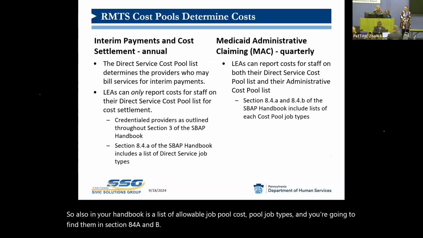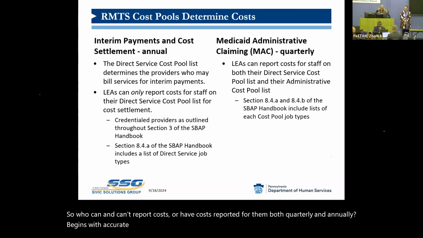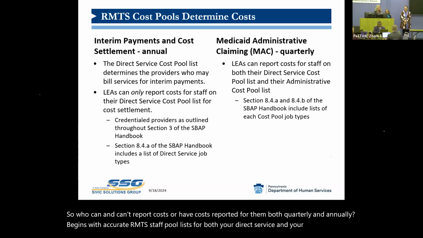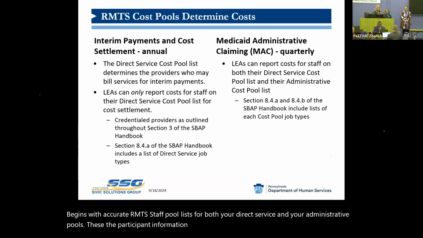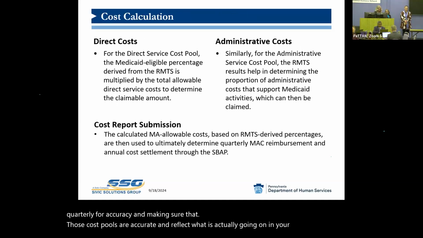So who can and can't report costs or have costs reported for them, both quarterly and annually, begins with accurate RMTS staff pool lists for both your direct service and your administrative pools. The participant information, these are participants that you should be reviewing quarterly for accuracy and making sure that those cost pools are accurate and reflect what is actually going on in your district at that time.